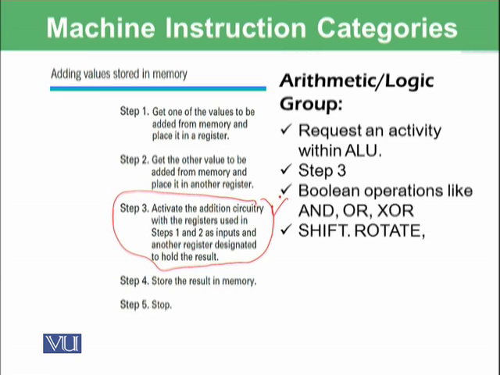And it is not only addition, subtraction or multiplication that is done in the arithmetic logic unit. In fact, there are some other operations which are performed in the ALU as well, for example, AND, OR and exclusive OR. These are the Boolean operations you learned in some of the previous modules. Then there are shift and rotate, which are also performed in the ALU, and we will learn about shift and rotate in the next modules.